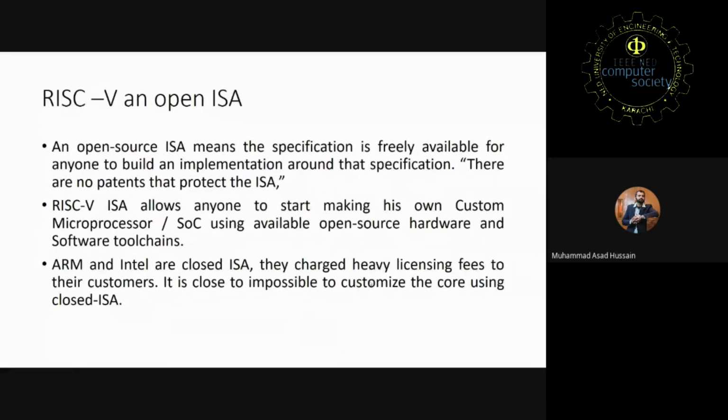There are no patents that protect the ISA. And the RISC-V ISA allows anyone to start making their own custom processor using available open source hardware and software toolchains. That is what we are doing in the MERL. ARM and Intel are closed ISAs, as I stated before, proprietary ISAs, and they charge very heavy licensing fees to their customers. And it's close to impossible to customize the core using closed instruction set architectures.